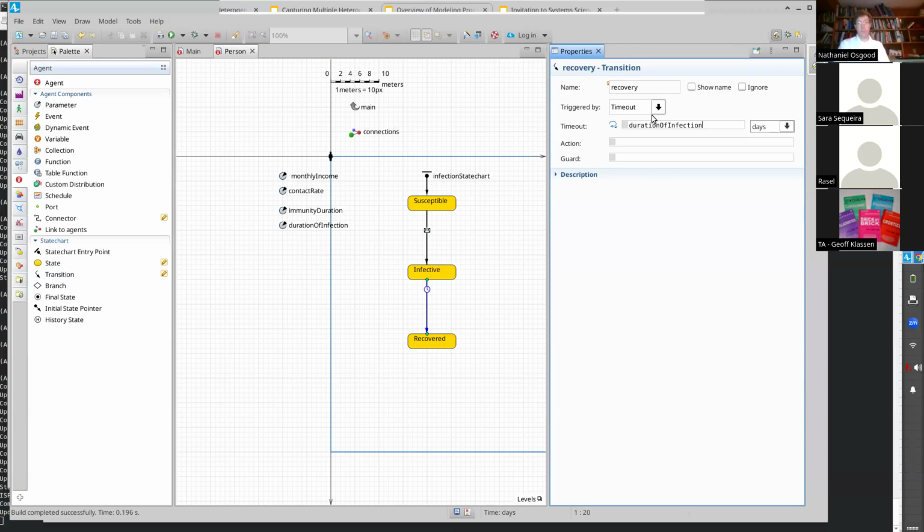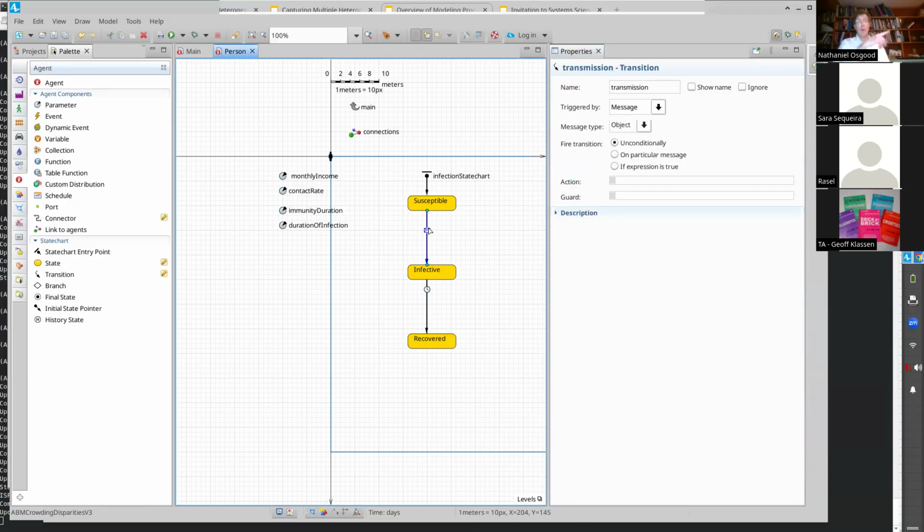Okay. Now we are going to have to dictate this. And later we'll have a waning of immunity, but we're not going to do it yet because I want to make a point. Structure determines behavior. Okay. So we're going to introduce something you haven't seen before.